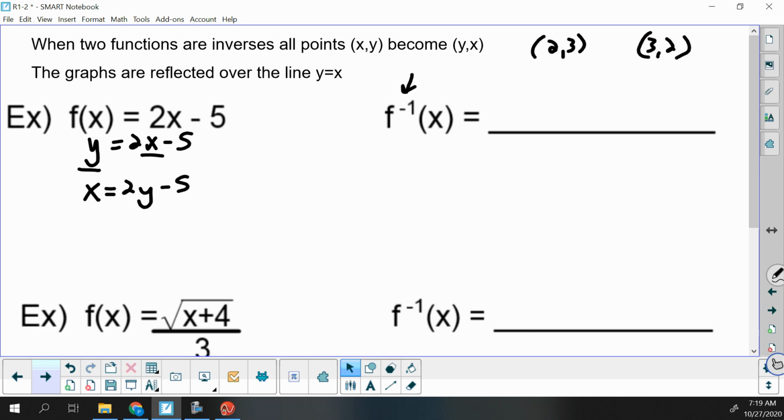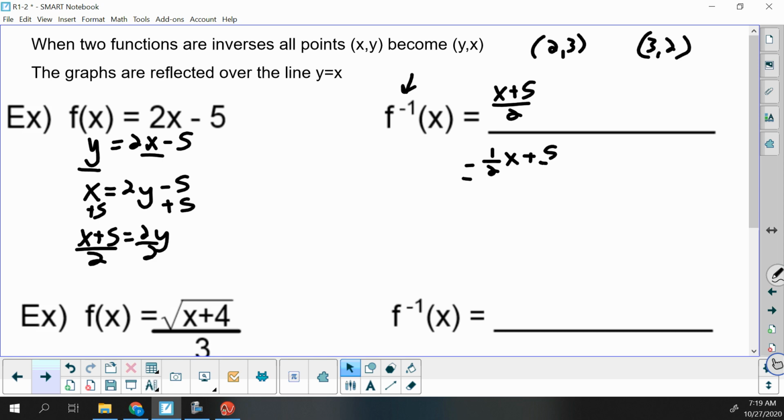And then we'll work to get y alone. We'll add the 5 over, giving us x plus 5 equals 2y. And we'll divide by 2. So we could either have y equal to (x plus 5) all over 2, or you could have also written them individually over 2 and written 1/2 x plus 5/2. Either of those would be considered correct.